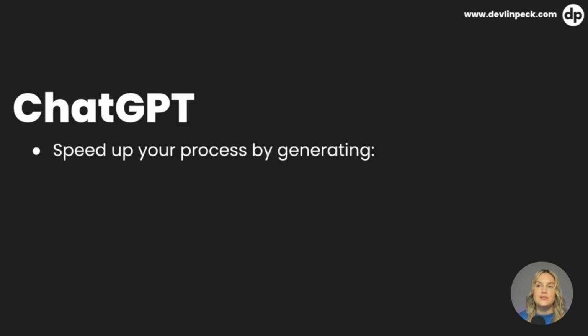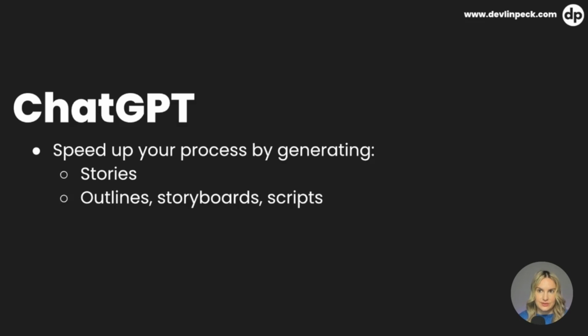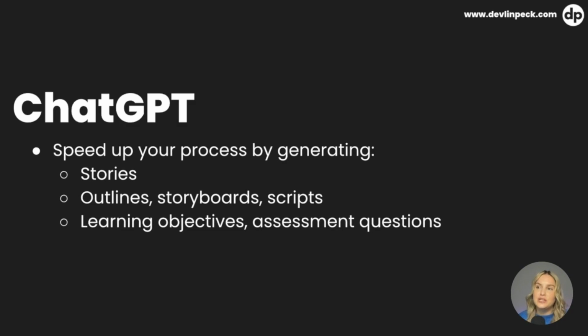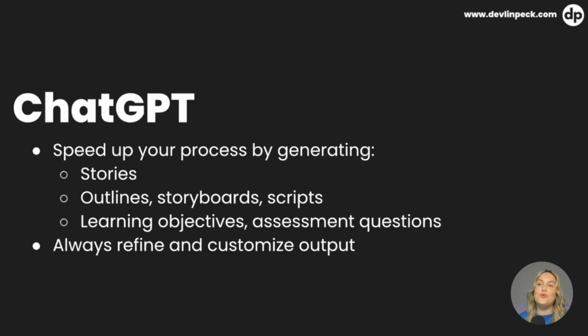ChatGPT can do a lot of really powerful things for your workflow. So you can speed up your design process by generating things like stories or ideas for stories. You can generate outlines or storyboards or scripts for videos. You can generate learning objectives, assessment questions, and you even could have it generate like correct or incorrect feedback for those assessment questions. There's a lot you can do with it, but what's most important is that you always refine and customize the output. I really can't stress that enough.